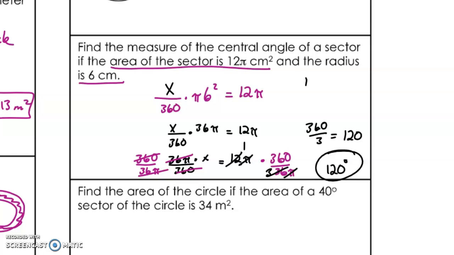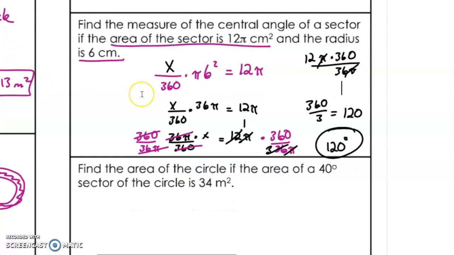So there's a few different ways we could do that. Like the 12 pi times 360 over 36 pi. You could also cancel out the pi's and just type in 12 times 360 divided by 36. You can type it all in your calculator with the pi's. It'll work out fine either way.